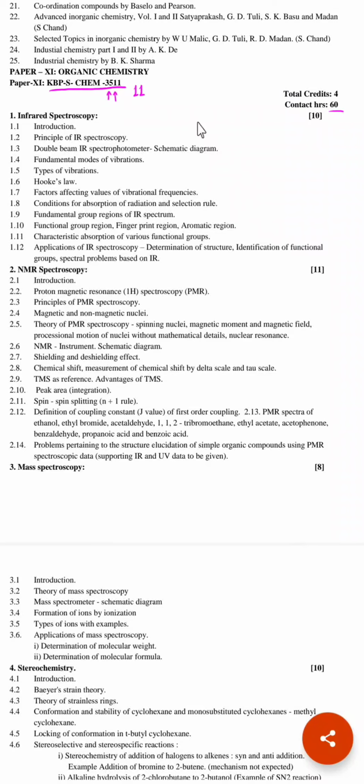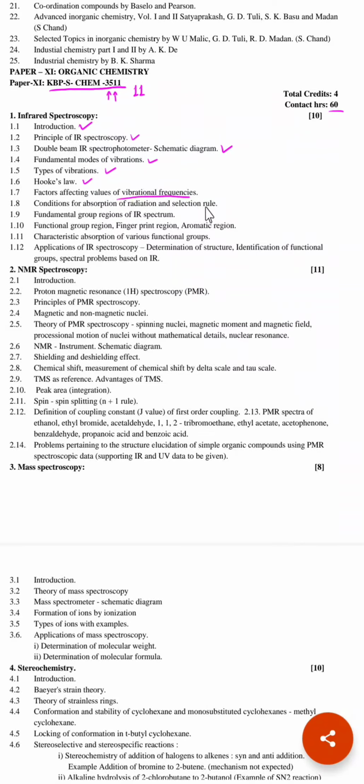The first chapter or the first unit is IR spectroscopy or infrared spectroscopy. In this unit, we will see the introductory section of IR spectroscopy, then the principle of IR spectroscopy, and the schematic diagram of a double beam IR spectrophotometer. Then we will see fundamental modes of vibrations, types of vibrations, Hooke's law, and the factors affecting values of vibrational frequencies.